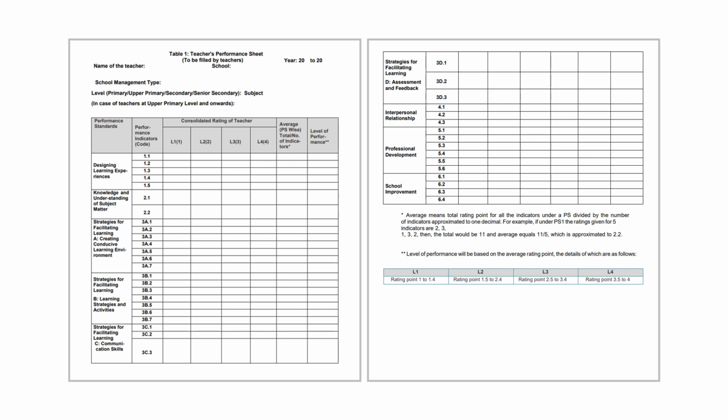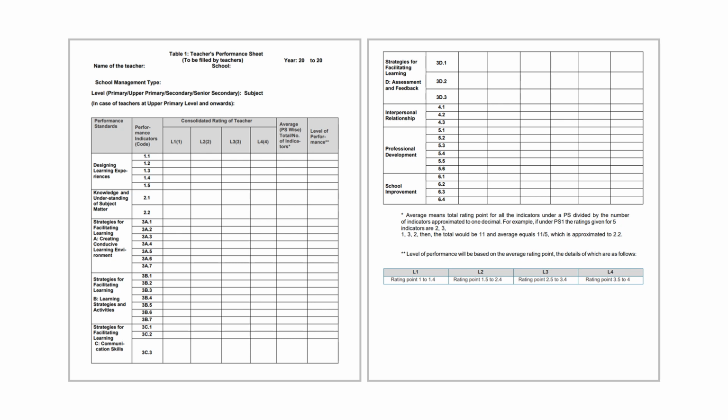In the table below, we see that there are 5 columns. The first column is for the 6 performance standards. The second column is for the performance indicators of the 6 performance standards. The third column indicates the consolidated rating of the teacher, which comprises 4 levels: level 1, level 2, level 3, and level 4. The fourth column is the average, or the total divided by the number of indicators for each performance standard. And the last column tells the level of performance after assessment for each performance standard.